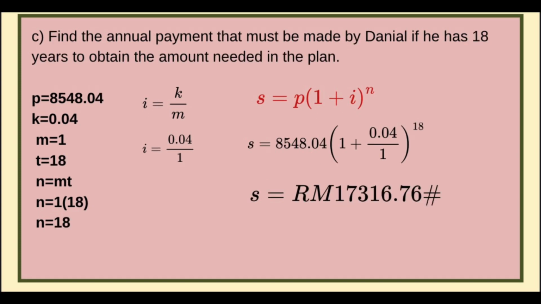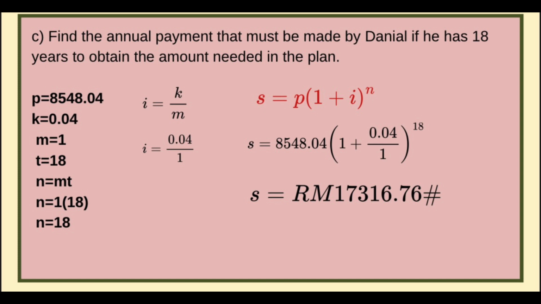For question C, find the annual payments that must be made by Daniel if he has 18 years to obtain the amount needed in the plan. So we have P equals to 8,548 ringgit 4 cents, K equals to 0.04, M is equal to 1, T equals to 18, N equals to 18, and I equals to 0.04 over 1.